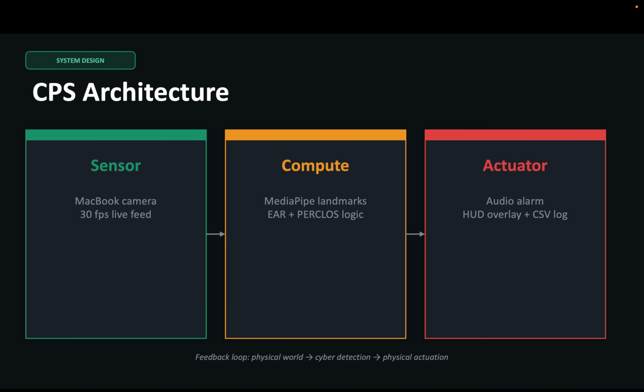The feedback loop goes physical world to cyber detection to physical actuation. The driver's eyes cause the system to react and produce a sound that affects the driver. The closed loop is what makes this a CPS and not just a camera app.